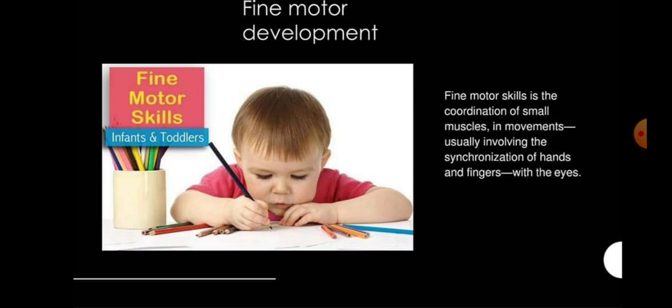For example, we will take catching a cricket ball. If you are catching a cricket ball, you coordinate your eyes and your hands. Smashing a volleyball, gymnastic exercise, holding a javelin, discus and pole vault. So these are examples of fine motor development. Fine motor development skill is the coordination of small muscles in movement. Clear? And it involves the synchronization of hands and fingers.